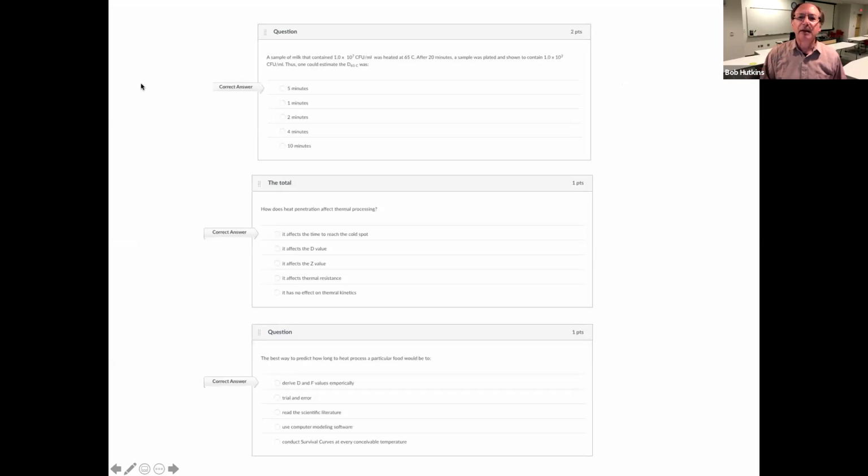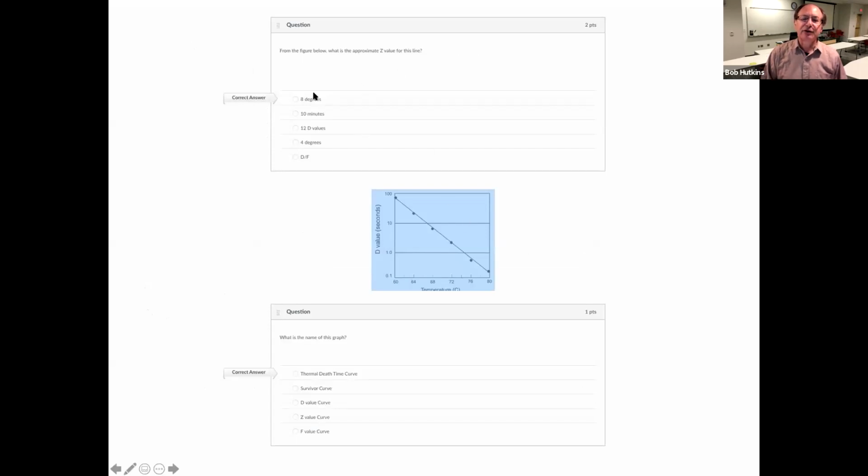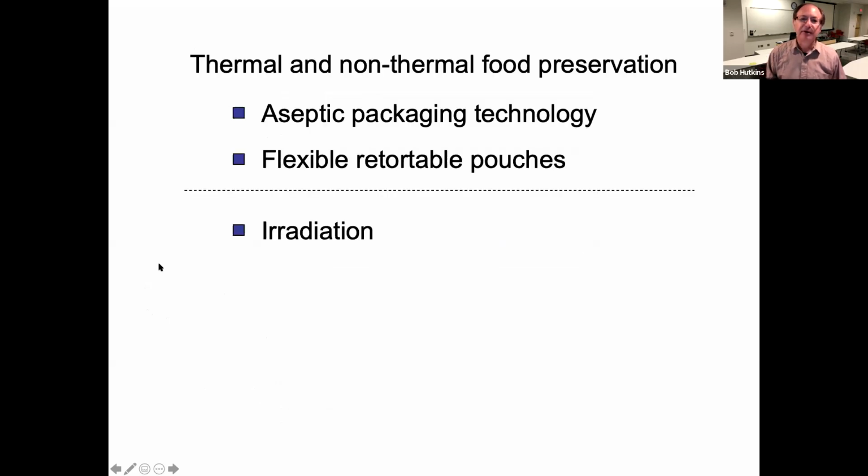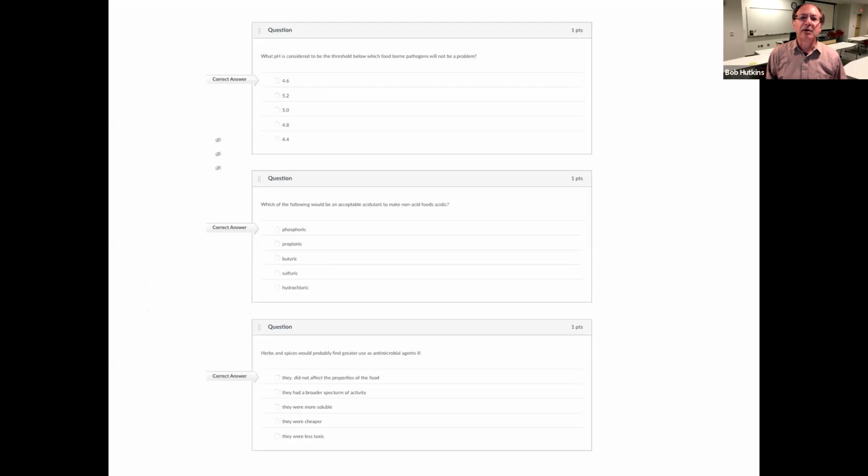Real quick quiz review. Looks like most of you did really well. That was a fun question, where you had to figure out a D value just based on some language, the same kind of thing I gave you in class. Heat penetration affects thermal processing. We talked about the cold spot. We talked about deriving D values empirically, not by guess. I showed you this graph and you had to figure out the Z value and tell me the name of the graph. Here, the pH question covers the threshold, acidulants, and the issue with herbs and spices as antimicrobial agents.